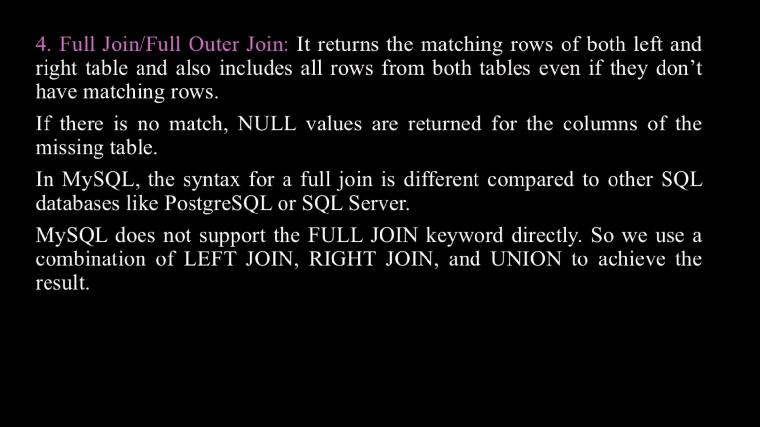Now what is full join? A full join returns all the matching rows from both left and right tables and also includes all rows from both tables even if there are no matching rows. Essentially, a full join is a combination of both left join and right join. Coming to MySQL, the full join keyword is not directly supported. So instead we can achieve the same result by using a combination of left join, right join and the union keyword. The union combines the result of the two joins and eliminates any duplicates.